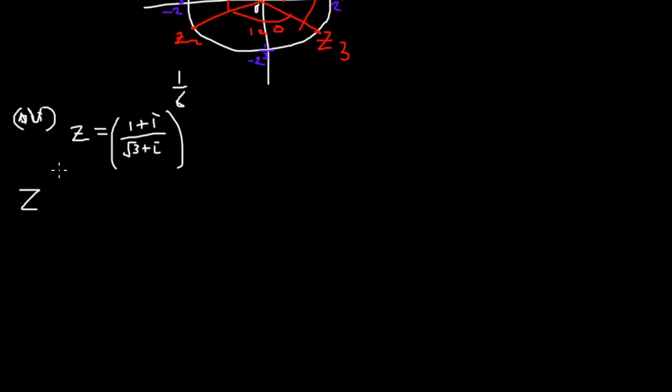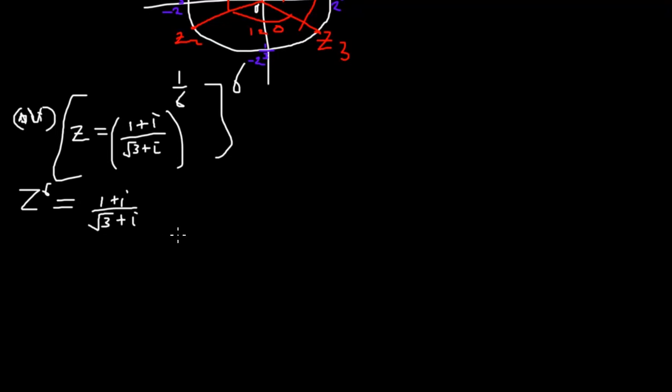So you raise this to the power 6. So Z to the power 6 is going to be equal to, 6 times 1 over 6, you get 1. So you're going to have something like this: 1 plus I, and then everything over root 3 plus I. So now, after doing this, you can first convert the top part into polar form and the bottom part into polar form, and then divide them the way we divide complex numbers.